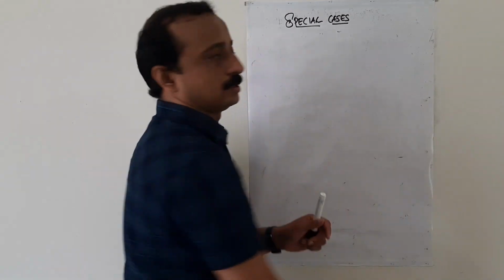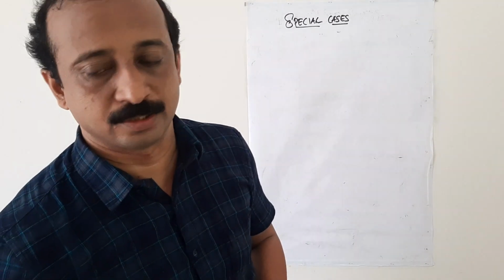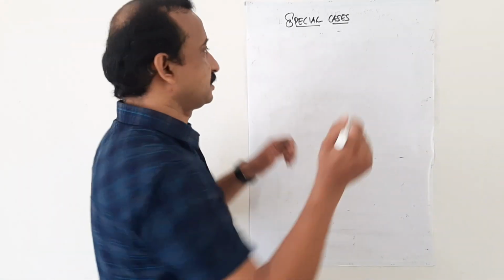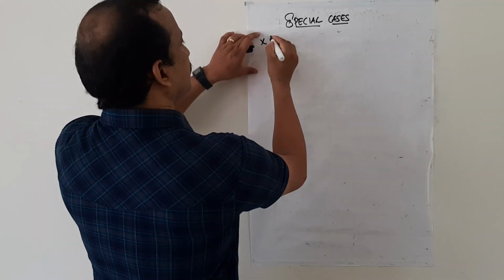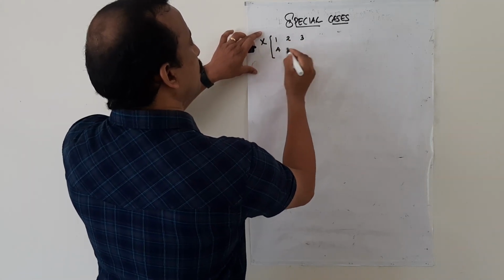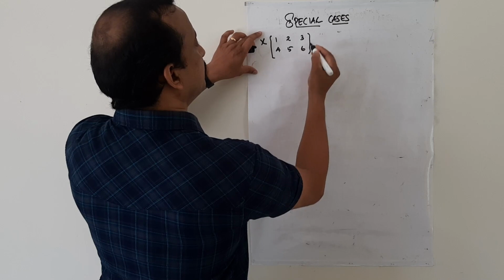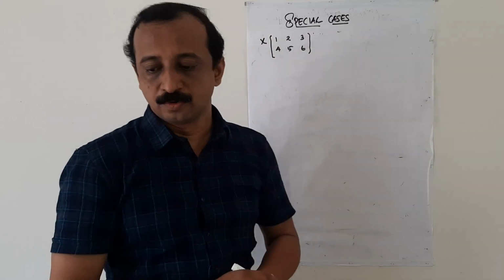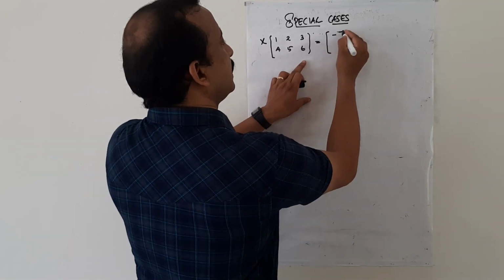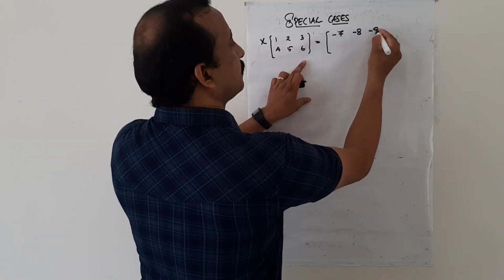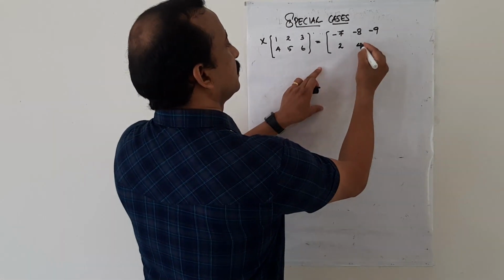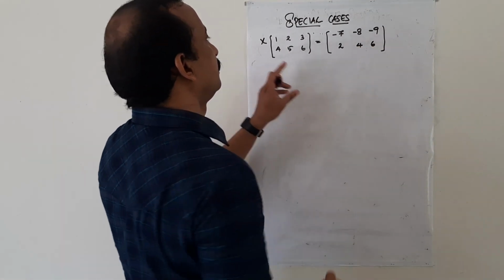Our next question is also a very important question. Our next question is: find the matrix X such that X into [1, 2, 3; 4, 5, 6] equal to [-7, -8, -9; 2, 4, 6]. We have to find the matrix X.